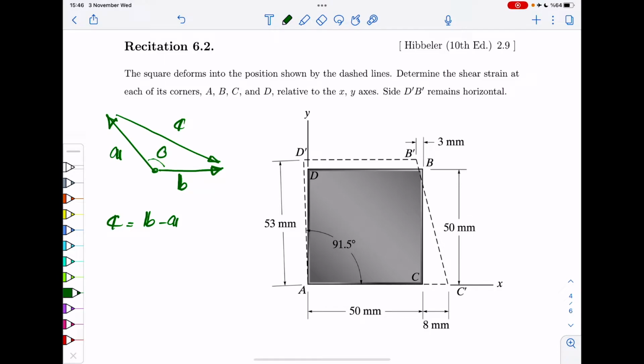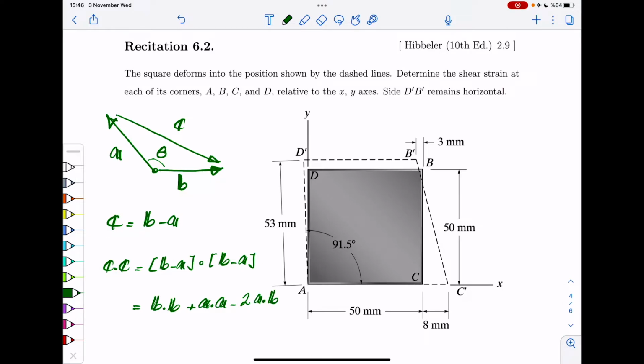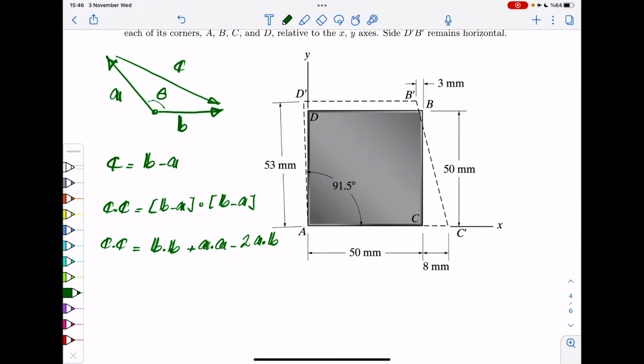Now, if this angle is theta, then C squared, or C dot C, would be B minus A dot B minus A, which is B squared, or B dot B, plus A dot A minus 2 A dot B. Okay, so this is C dot C. Does that make sense? So what does that mean in this picture for us?